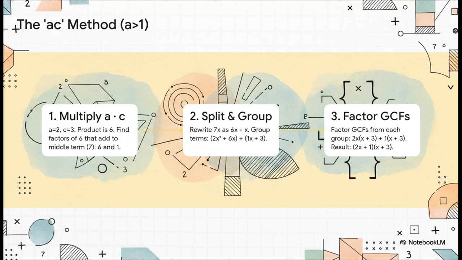Now here's the trick. We use those 2 numbers to split that middle term into 2 pieces. Finally, we group the terms into pairs, pull out the GCF from each pair, and what's left reveals our final answer, 2x plus 1 times x plus 3.